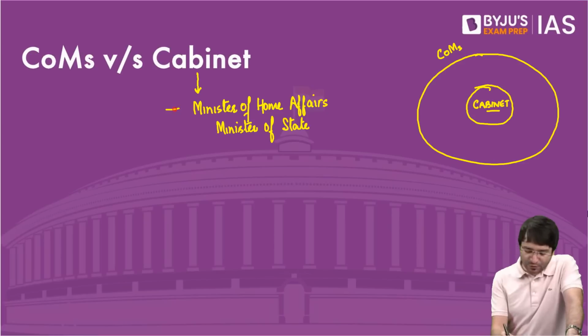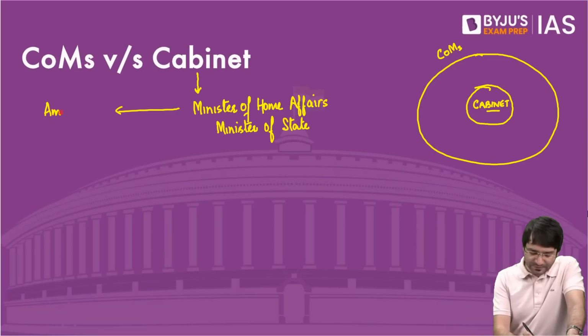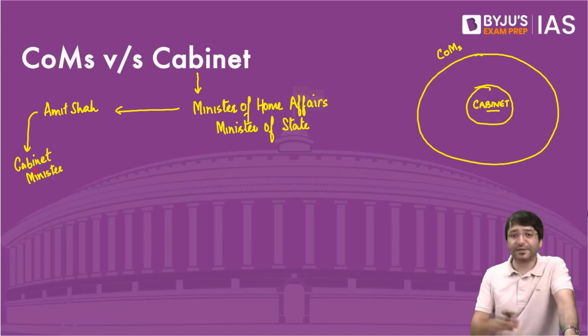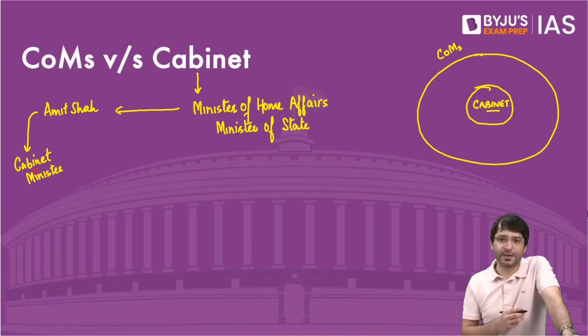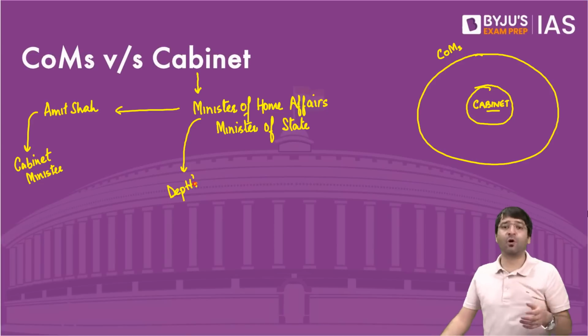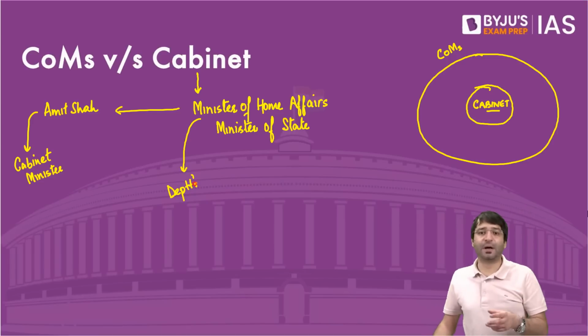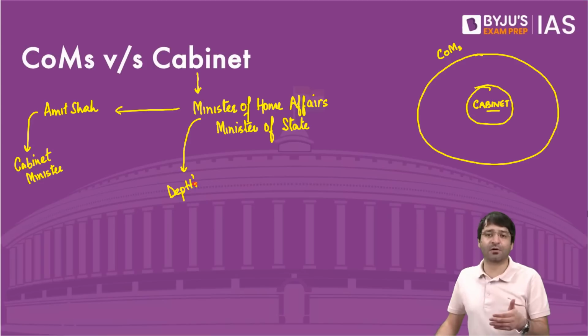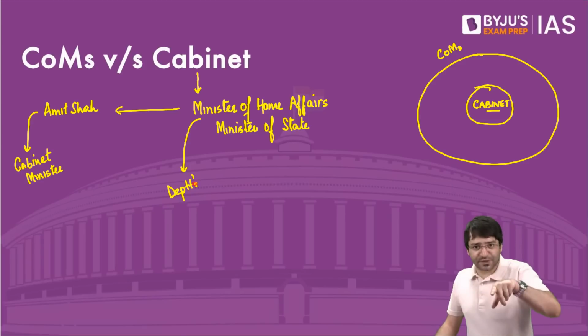For example, who is the Minister of Home Affairs? Mr. Amit Shah. Mr. Amit Shah is the Cabinet Minister. Why? Because he is in charge of the entire ministry, the entire home ministry. But within the Ministry of Home Affairs, there are various departments. And I gave you the names of those departments: Department of Home, Department of Official Language, Department of States, Department of Internal Security, Border Management, Jammu and Kashmir and Ladakh Affairs.